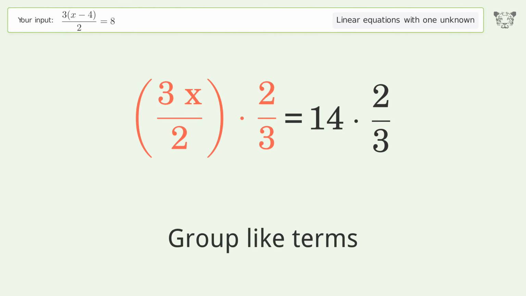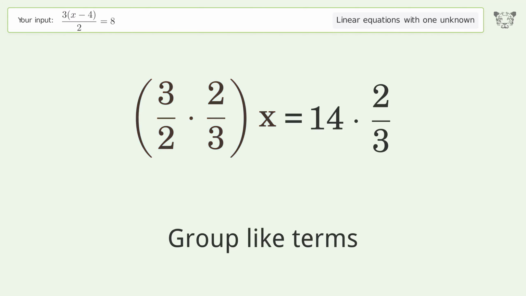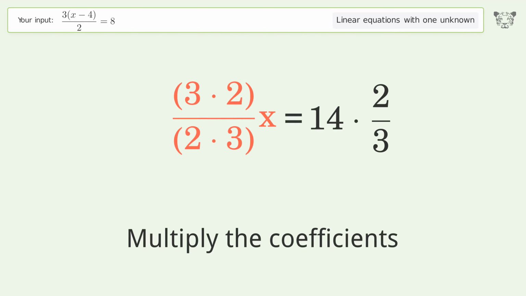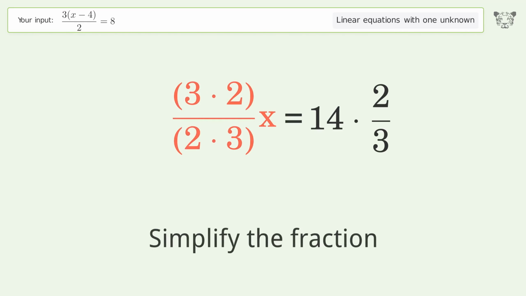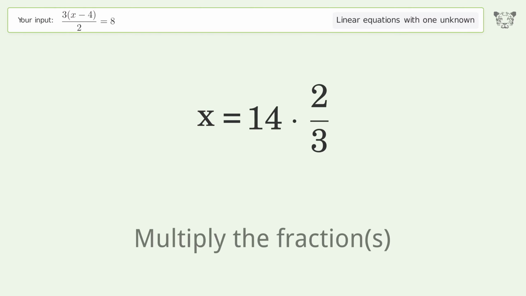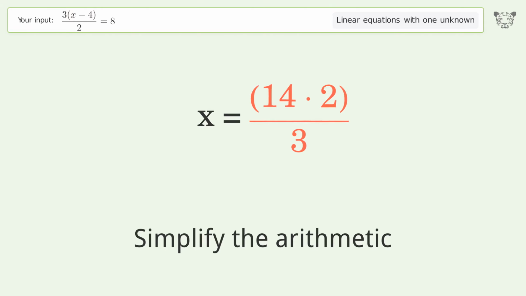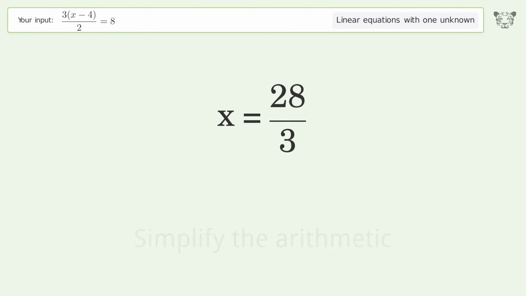Group like terms. Multiply the coefficients. Simplify the fraction. Multiply the fractions. Simplify the arithmetic. And so the final result is x equals 28/3.